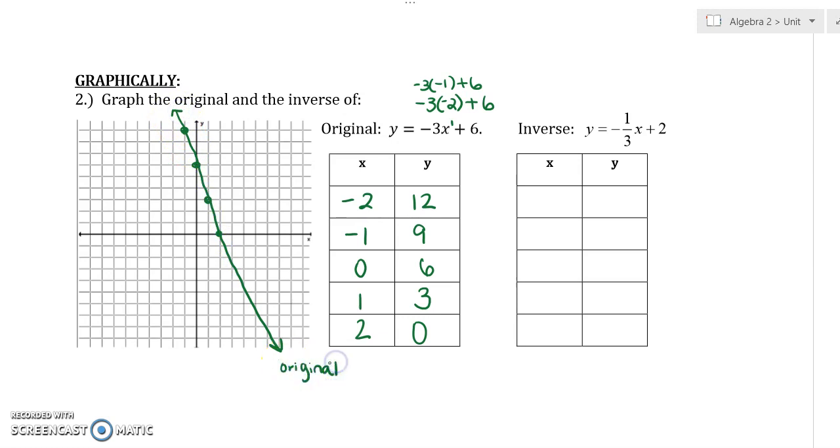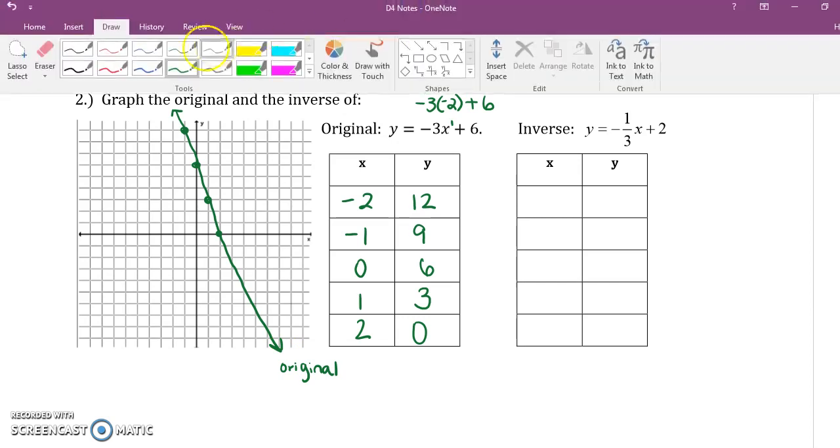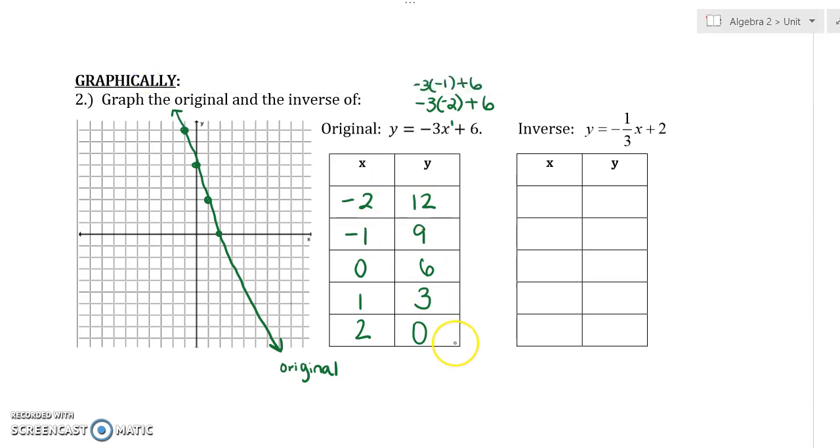And then they wanted us to graph the inverse as well. Well, what's nice about the inverse is if these are my points, then all the points are switched. So this is going to be 12, comma, -2, 9, comma, -1, 6, comma, 0, 3, comma, 1, and 0, comma, 2. And once again, I won't do this 12, comma, -2 because I don't have 12 spaces. So I'll start with 9, comma, -1.